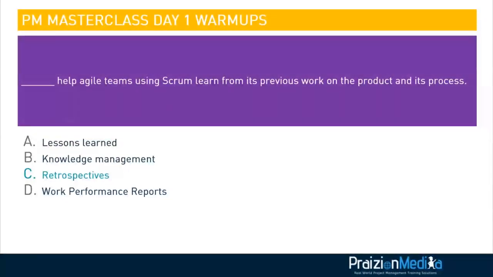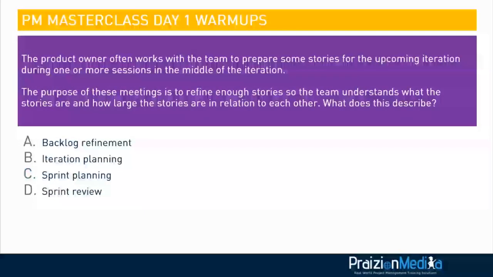Let's go to our next question. The product owner often works with the team to prepare some stories for the upcoming iteration during one or more sessions in the middle of the iteration. The purpose of these meetings is to refine enough stories so that the team understands what the stories are and how large the stories are in relation to each other.